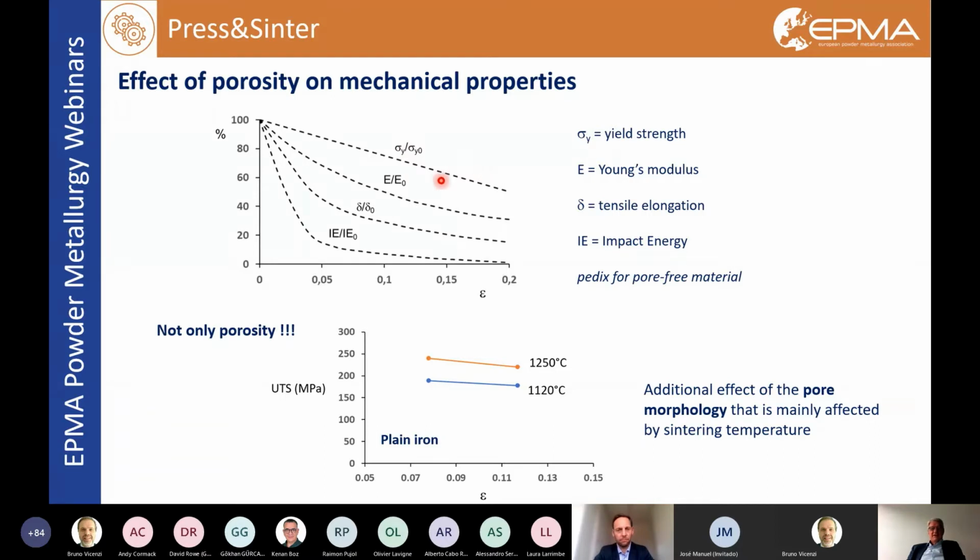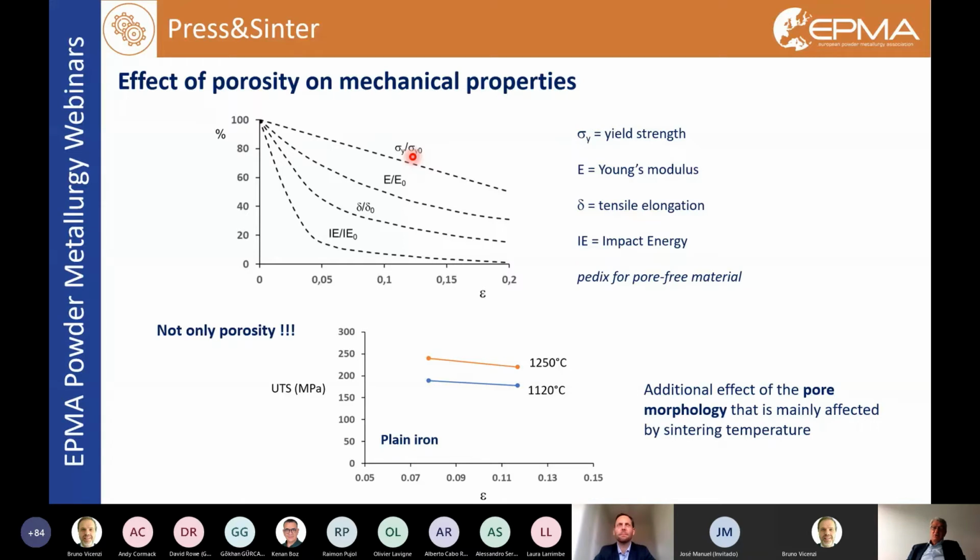We can clearly see that the influence of porosity is much higher on toughness and ductility than for strength. And this can find a justification in the base deformation mechanism of the materials. I will try to explain a little bit in the next slide.